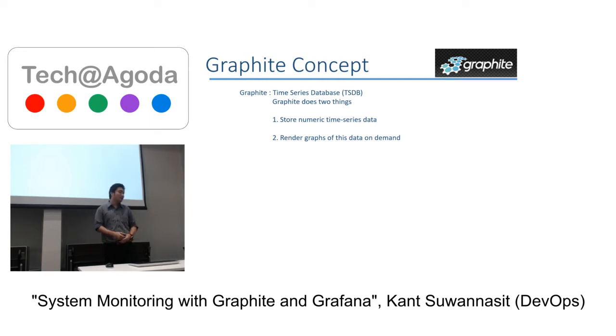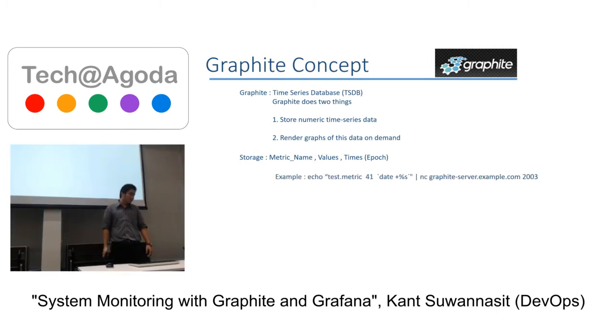Graphite just does two things. It stores numeric data and then renders the graph. It stores just three things: the metric name, the value, and the time. We can send data into Graphite easily, just echo the name, the value of it, and when it happened.